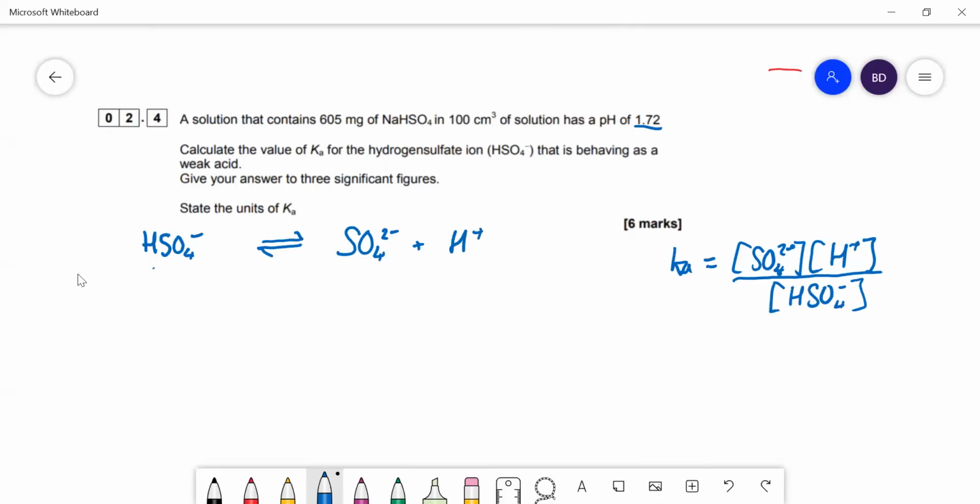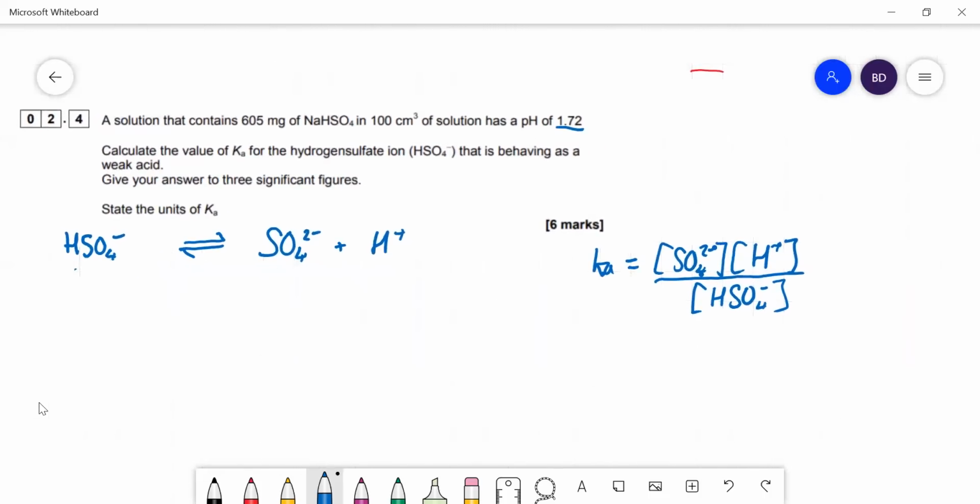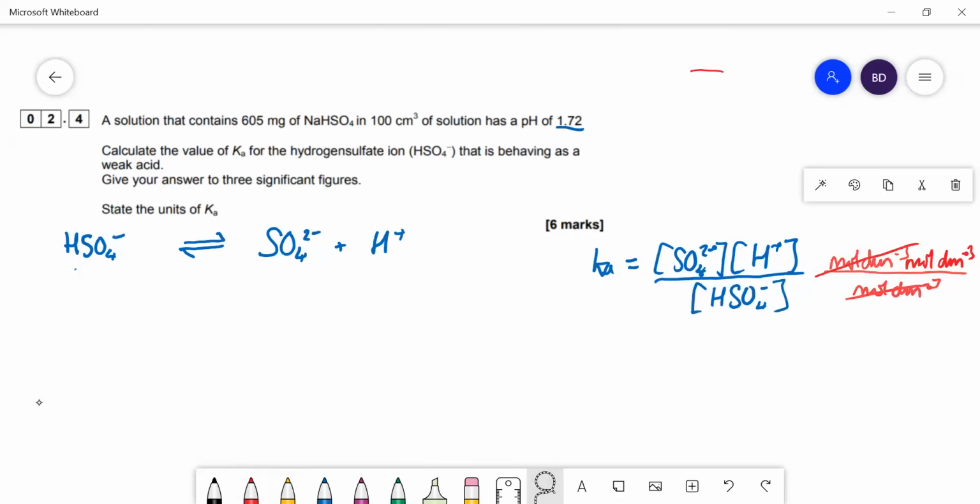Now, what are the units of Ka going to be? Well, the sulfate ion concentration is measured in mole per decimeter cubed. The hydrogen ion is measured in the same thing. And the hydrogen sulfate ion is measured in the same thing. So we cross those out. So the units of Ka are mole per decimeter cubed, and of course, units of Ka are always that.